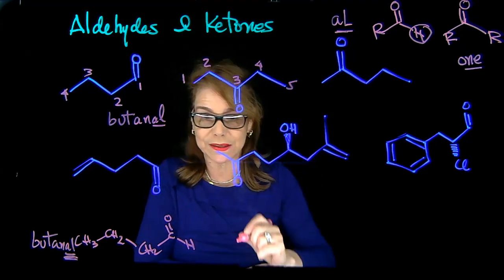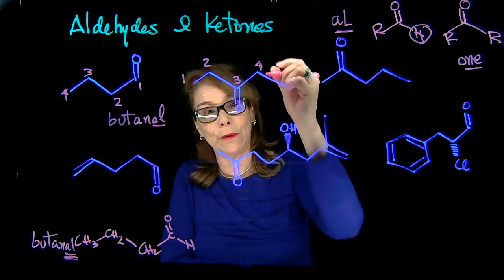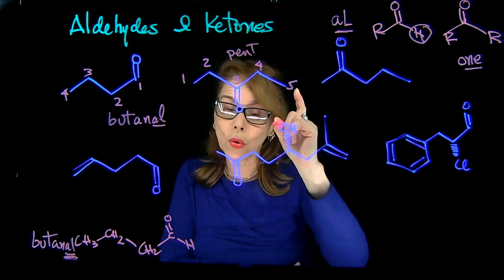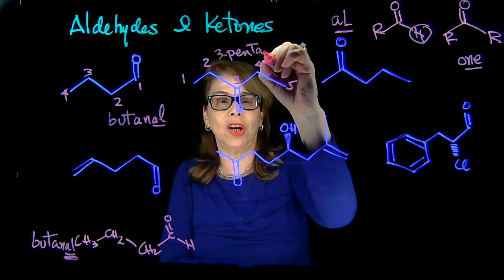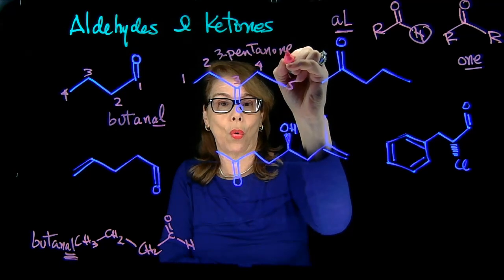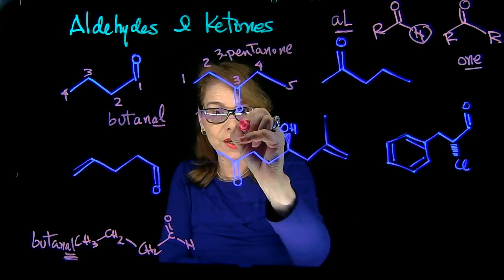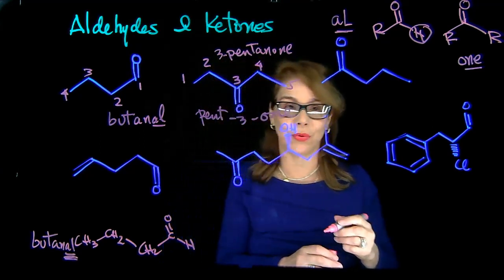And whether you number from this side or the other way, you get the same numbers. Now we need to specify where the functional group is. So this is the prefix pent, but there are 2 ways of saying it. You can say 3-pentanone or pentan-3-one. So these 2 names you can use.